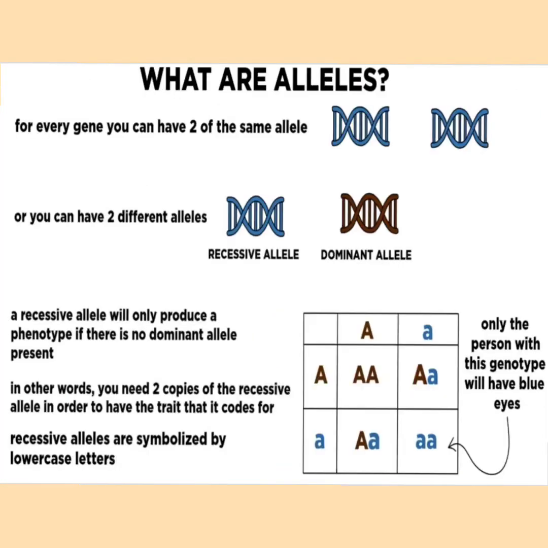So what are alleles? For every gene, you have two of the same allele, or you can have two different alleles. One is a recessive allele, the other one is a dominant allele. A recessive allele will only produce a phenotype if there is no dominant allele present. If a dominant allele is present, then the character will be dominant. In other words, you need two copies of the recessive allele in order to have the trait that it codes for. Recessive alleles are symbolized by lowercase letters.